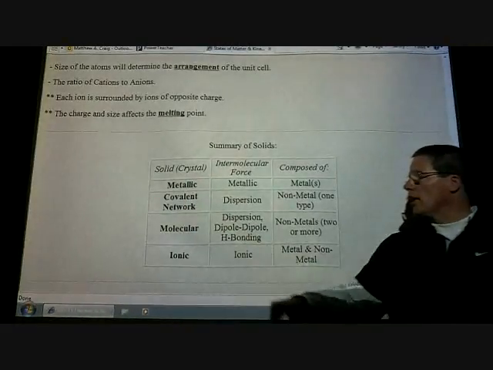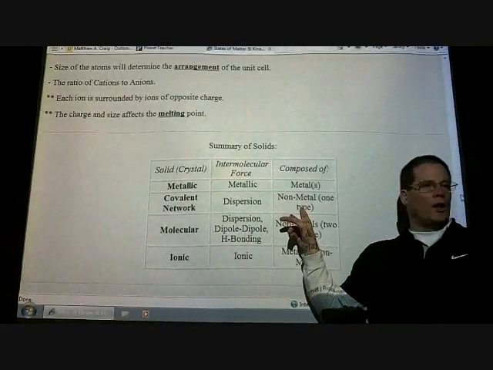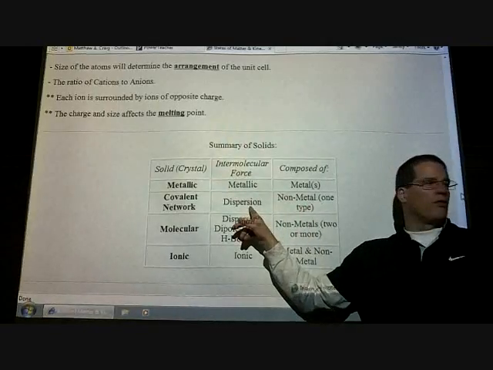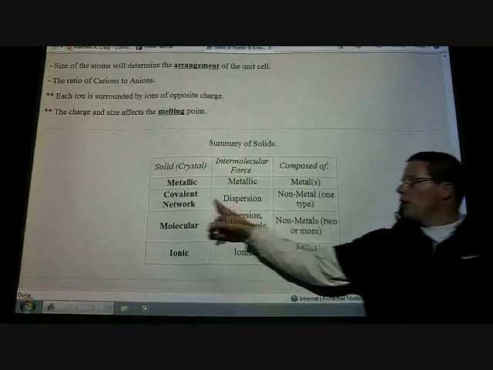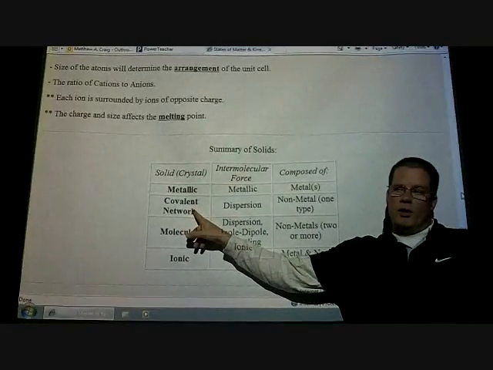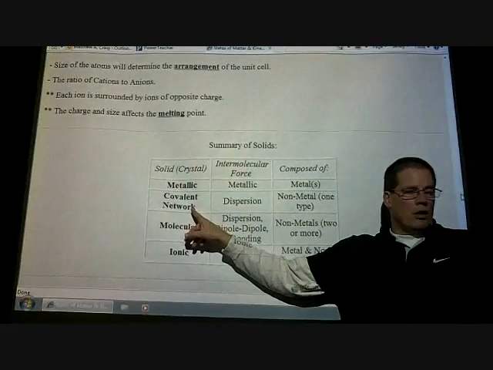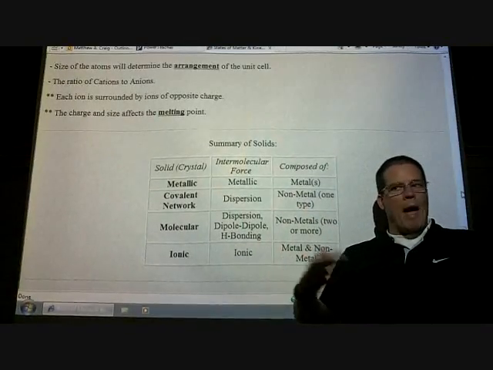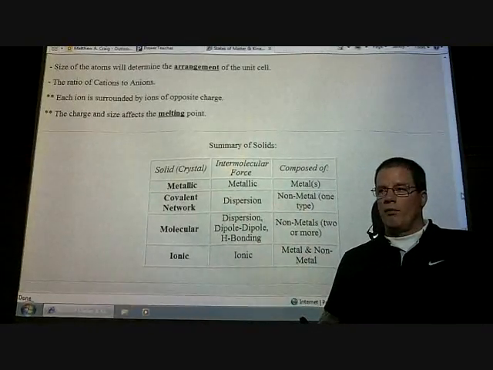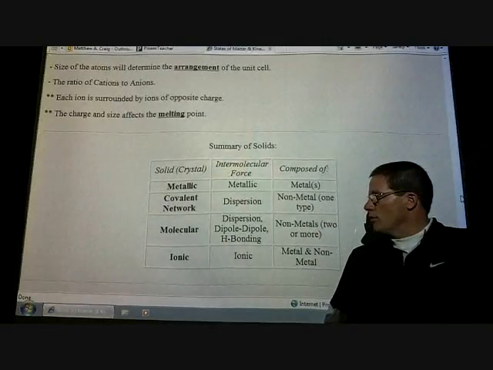The covalent network, again, made up of one type of nonmetal, has very weak dispersion forces. The reason why some of these can be solids at room temperature is because they're heavy. Some of these are very, very massive. So the more massive you are, the stronger the intermolecular force, that gravitational attraction.